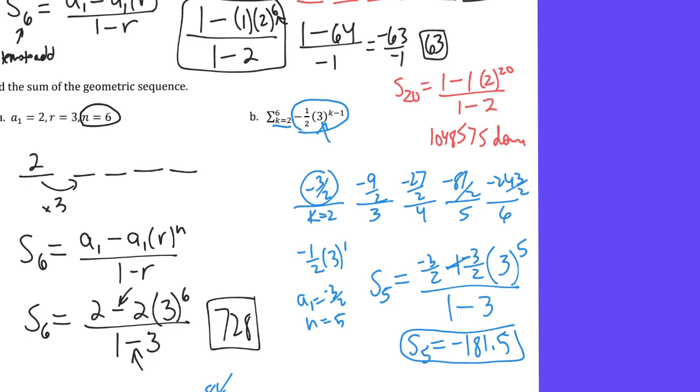All right, so I think the big thing is when you're doing sums, you want to say n is how many terms you're adding up. a sub 1 is the first term, and r is that ratio between those.